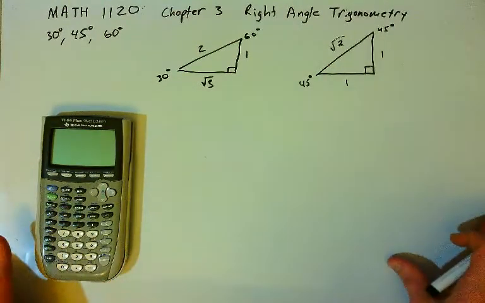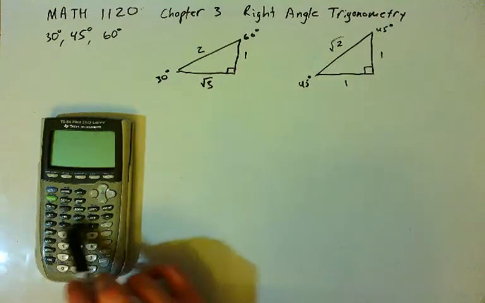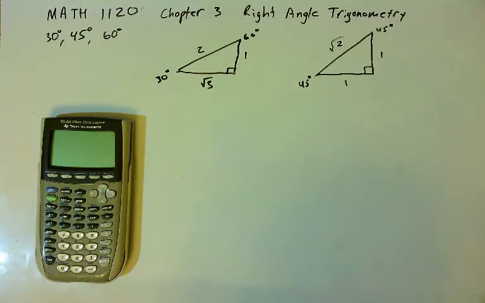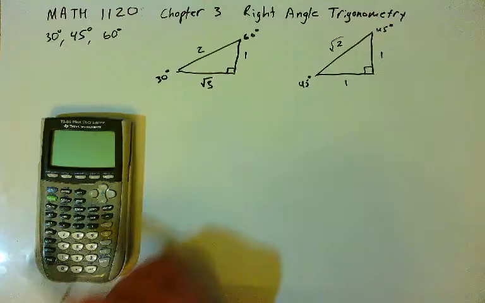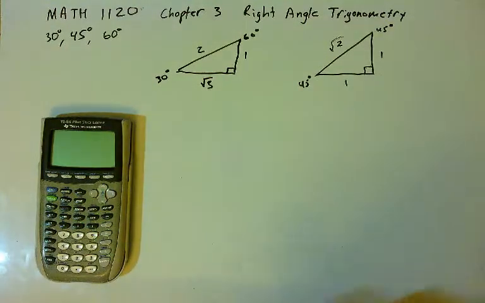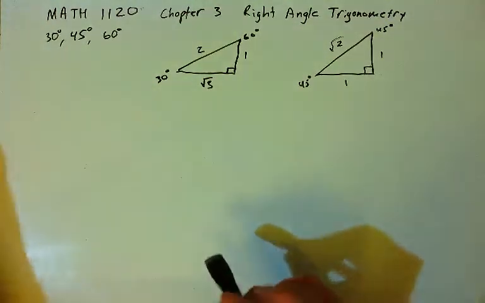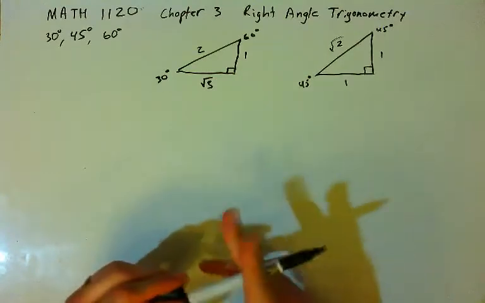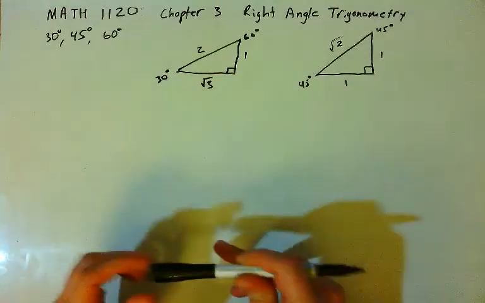And you've probably noticed that your calculator only has a sine, cosine, and tangent button. And so we can find the cotangent, the secant, and the cosecant using our calculator. But before we do that, we need to explore how the trig functions are reciprocals of one another.